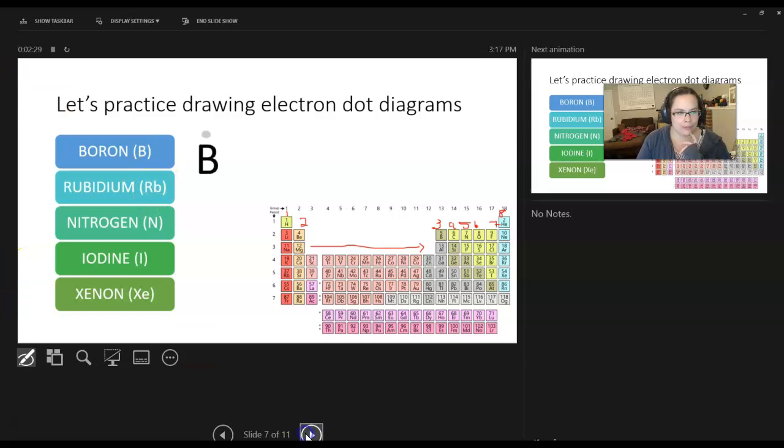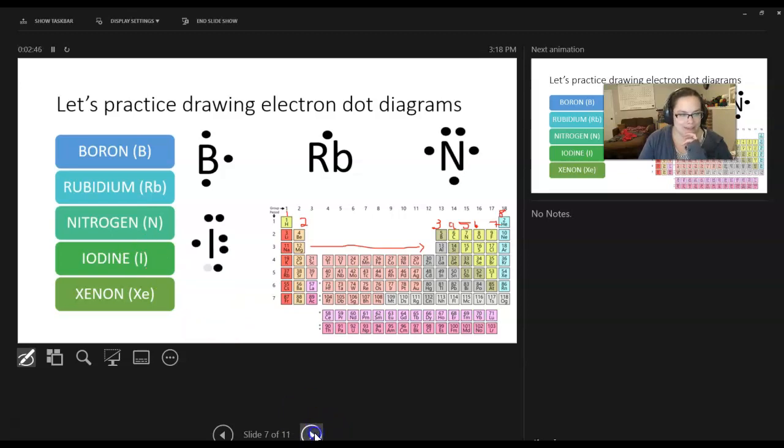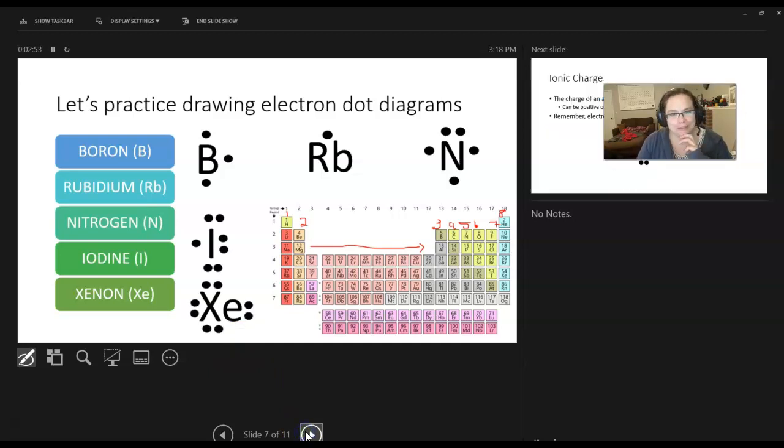Then I gave people a chance to practice drawing them, and then we went over them. So boron has 3, rubidium is here, so it's got 1 valence electron. Nitrogen is here. It's got 5, so you draw N with 5 dots around it. Iodine has 7. And xenon has a full 8 in its valence shell.